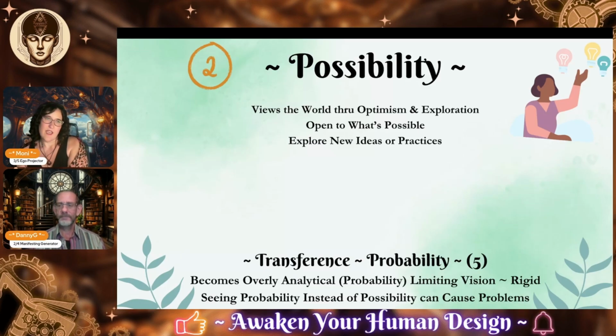Interesting. Yeah, and possibility, it's so hopeful. It's so like, oh, well, it could be this, it could be anything. People who have possibility as their view, there's such an optimism about them. Totally, totally. So don't forget what second lines do.